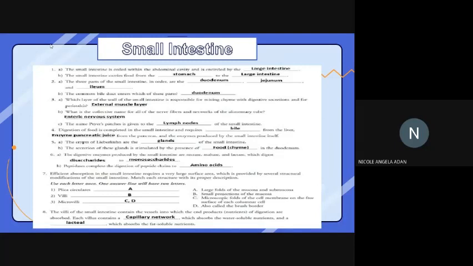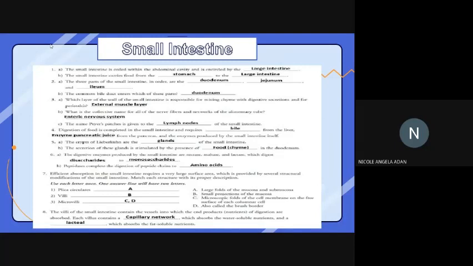For 6A, the digestive enzymes produced by the small intestine are sucrase, maltase, and lactase, which digest maltose to glucose.